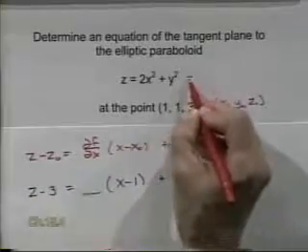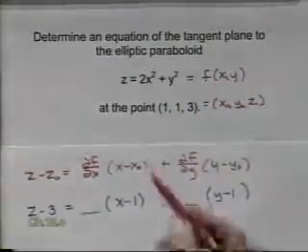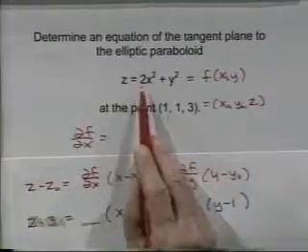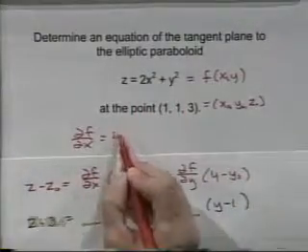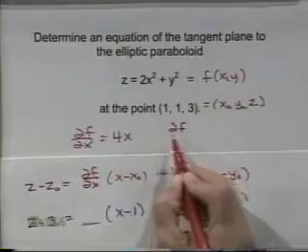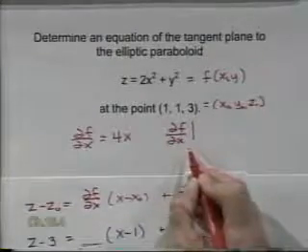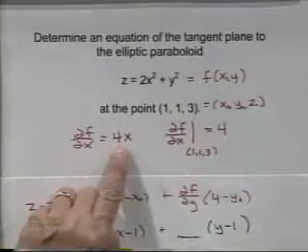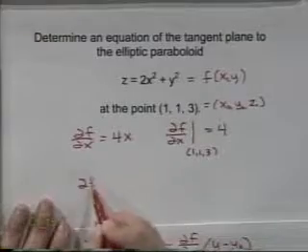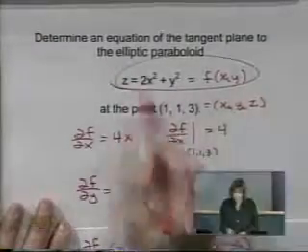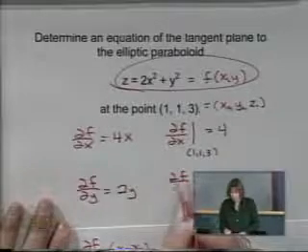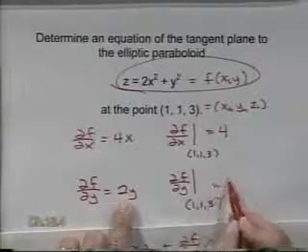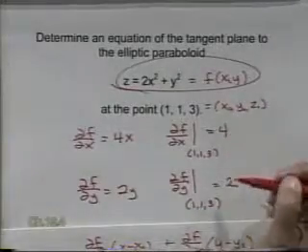Piece of cake. Z is equal to f of x, y. So what is the partial of f with respect to x? Well, if z equals 2x squared plus y squared, the partial of f with respect to x is 4x. So the partial of f with respect to x evaluated at 1, 1, 3, just put a 1 in for x and you get 4. And what's our partial of f with respect to y? Well, here's our function. It's just 2y, isn't it? So the partial of f with respect to y evaluated at 1, 1, 3, the only one to plug in is y is 1. I get 2. So the one coefficient's 4 and the other's 2.